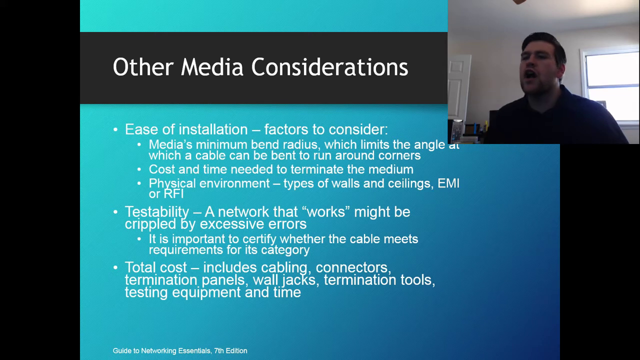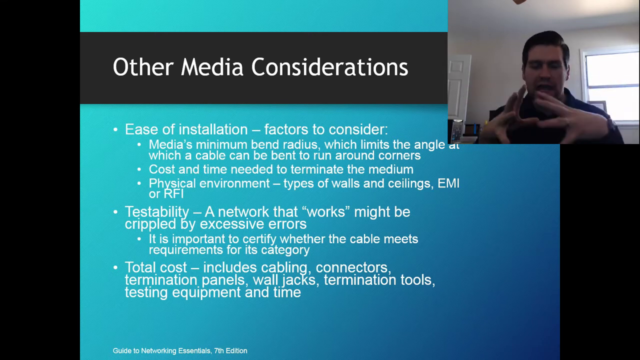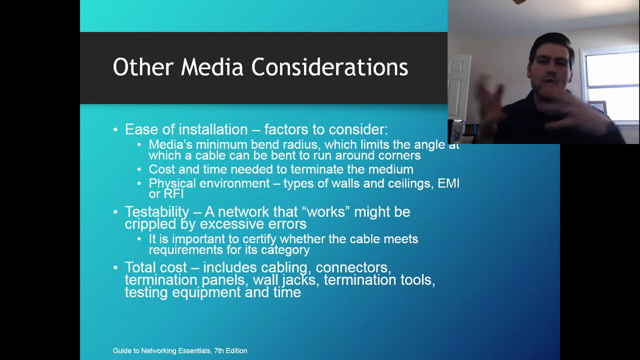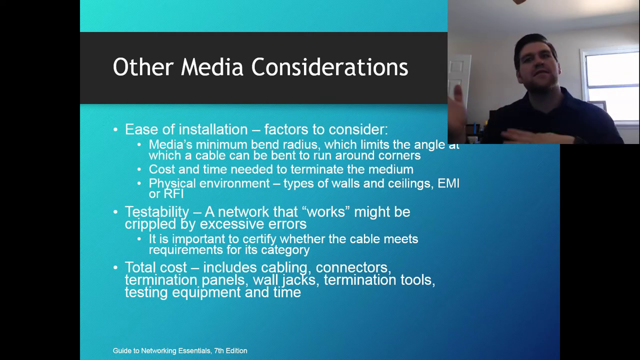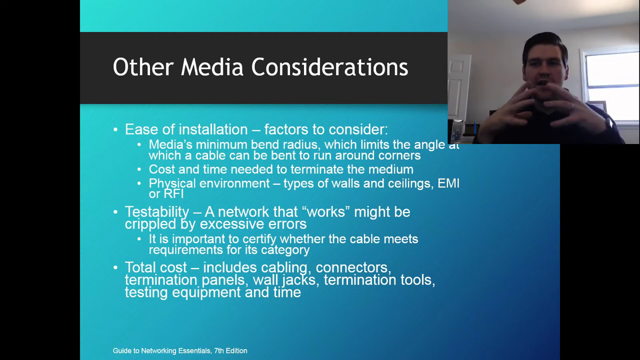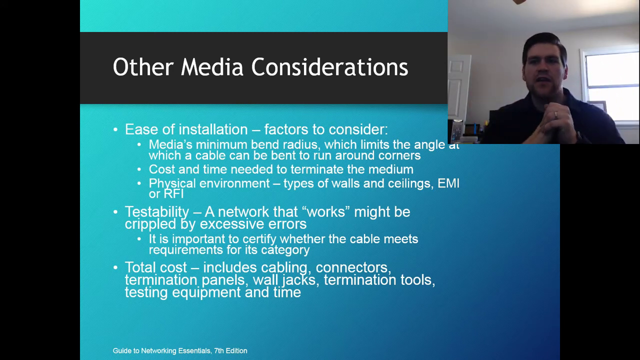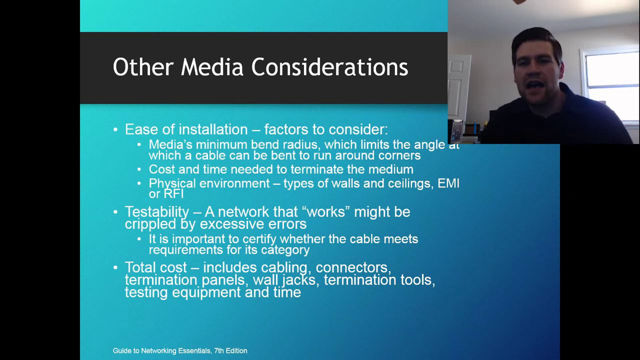And then the total cost. The total cost is not just the cost of cabling. Cabling is expensive for sure, especially when you start getting into shielded twisted pair and fiber optic cabling. But the terminators for fiber optic cabling are especially expensive, and so are the wall jacks. And Cat 6 is more expensive than Cat 5e. So the cost of everything to do what you need to do and actually meet all the standards for that cabling.